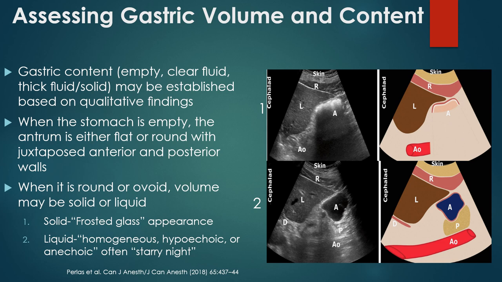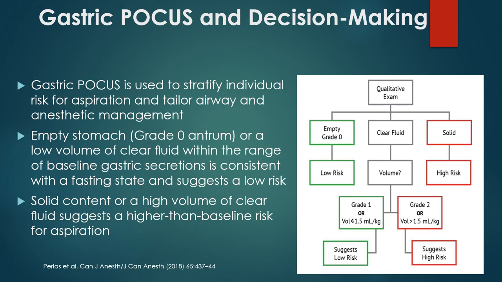enhance your decision making. Gastric POCUS in decision making is used to stratify individual risk for aspiration and tailor airway and anesthetic management. Empty stomach or a low volume of clear fluid within the range of baseline gastric secretions is consistent with a fasting state and suggests a low risk. And if you follow this algorithm, you have your qualitative exam, and if you have an empty grade zero antrum, then you are probably pretty much good to go. You have a very low risk, given everything else is the same.